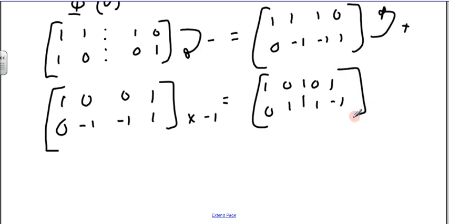And we're going to say iota 0 inverse is 0, 1, 1, minus 1.